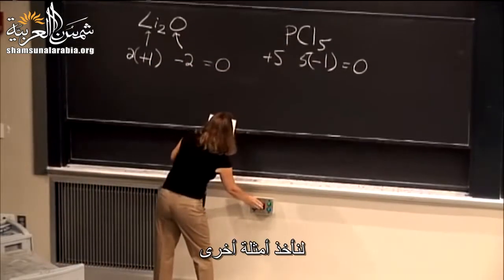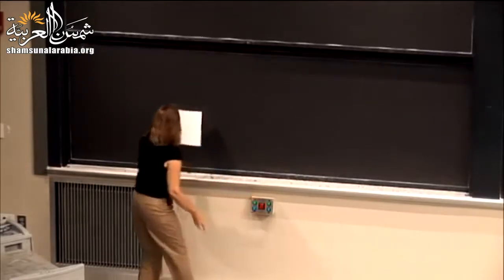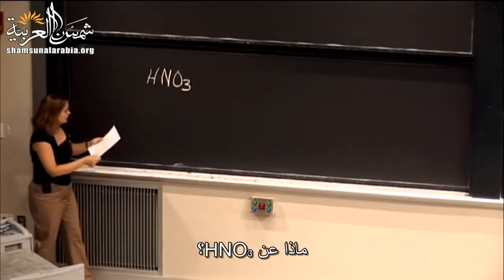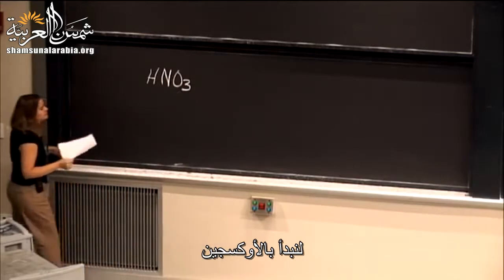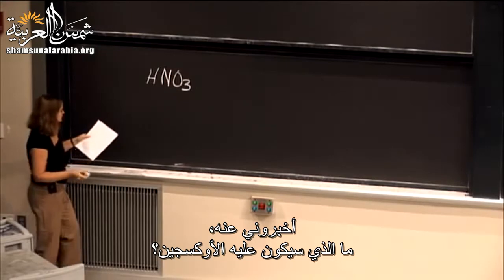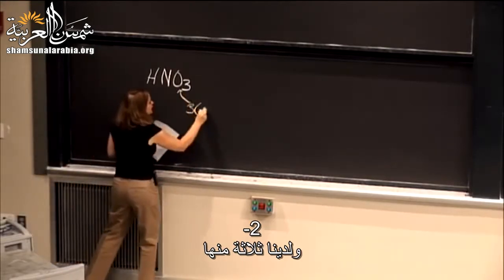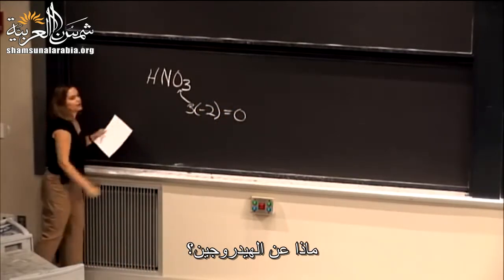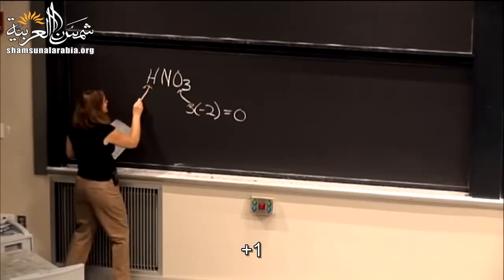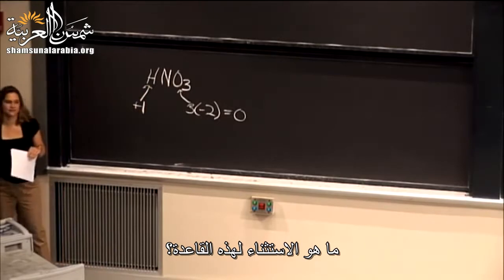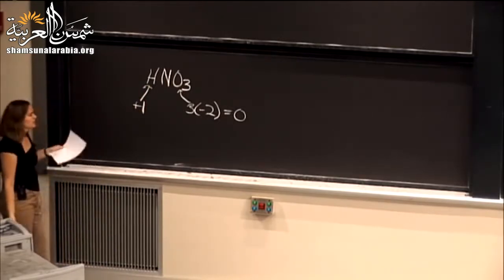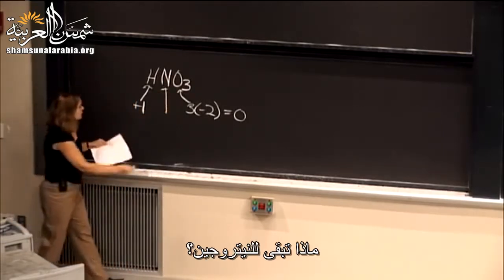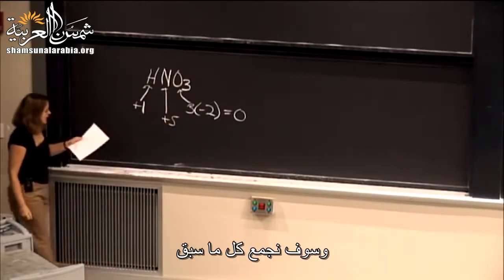So let's do a couple more. What about HNO3? Let's start with oxygen. You told me about oxygen. What's oxygen going to be here? Negative 2, and there are 3 of those. And we need to have this all add up to 0 again. So what about hydrogen? Plus 1. What's the exception to that rule? When it's with a metal. So what does that leave for nitrogen? Plus 5. And that'll all add up.